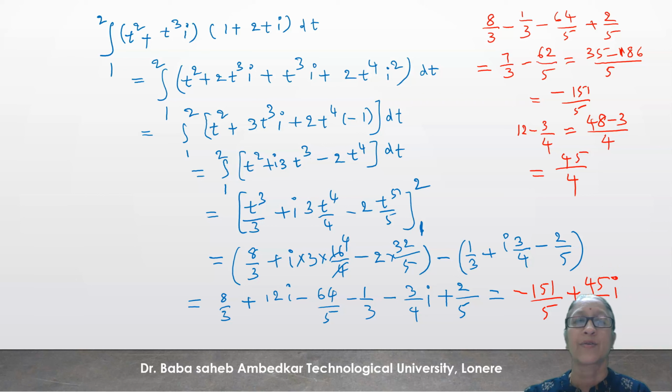So this is the integral 1 to 2 of (t square plus t cube i) into (1 plus 2ti) dt, equal to this one. In this session, we have revised all those concepts which are required to understand forthcoming concepts. In the next session, let us discuss Cauchy's integral theorem and Cauchy's integral formula. Thank you.